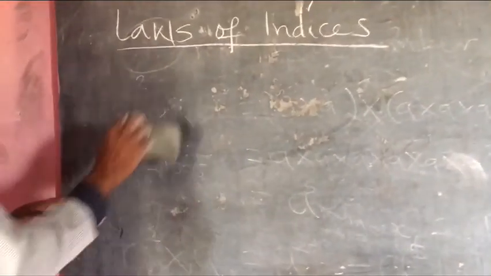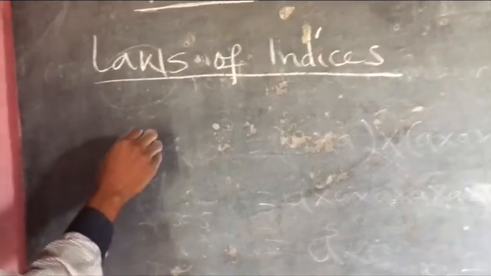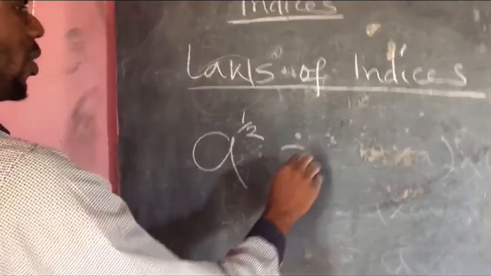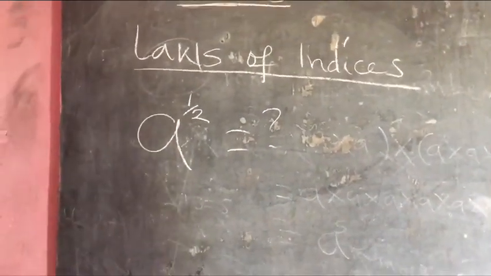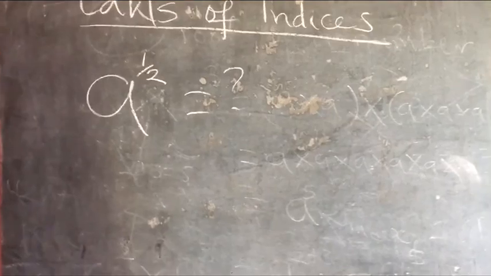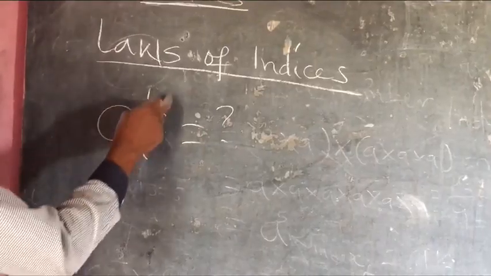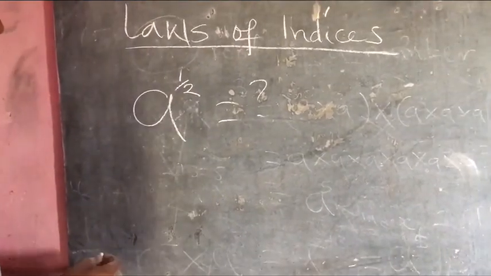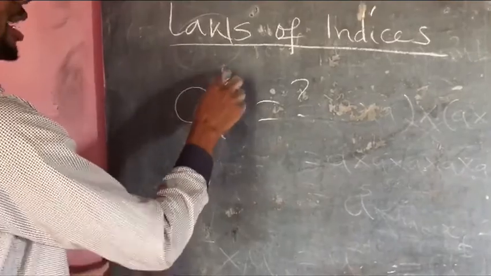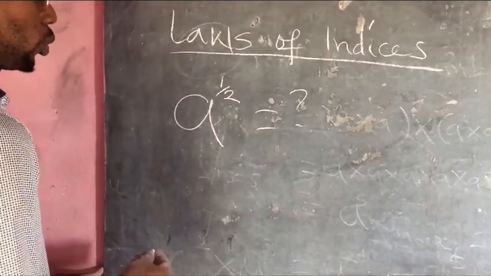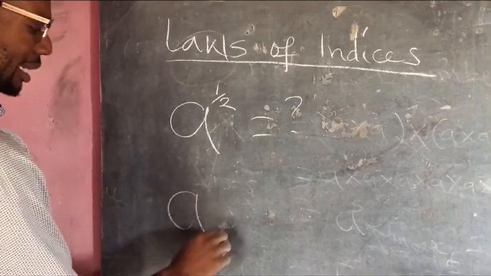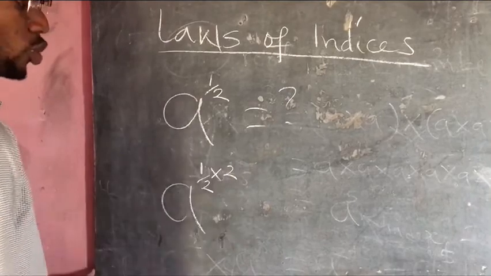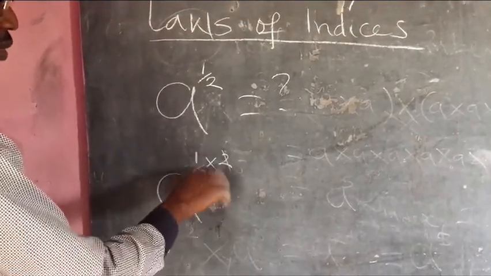The one question I asked at that time was, what if I take a number and raise it to a fraction? What will the answer be? I'm sure you don't like this fraction. Me too, I don't like fractions. So now I want to cancel this fraction. If I have a fraction like this and I want to cancel this 2, what I do is multiply by 2. This 2 will cancel this 2.